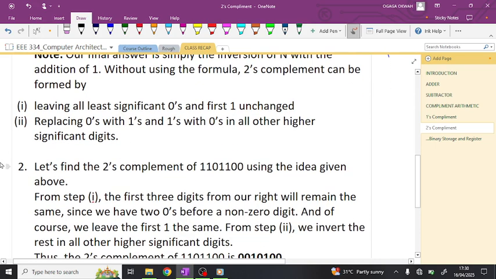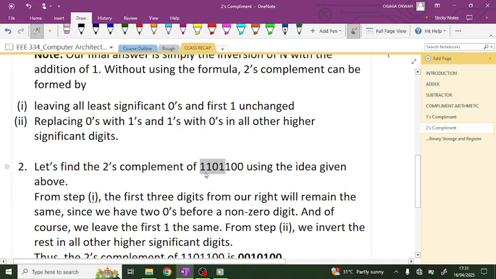So we can try that in example 2. Let's find the 2's complement of this number using the idea given above. From step 1, the first 3 digits from our right will remain the same since we have zeros before a non-zero digit. This is the least significant bit to our right, and since they are 0, we leave them. Then when we get to the first non-zero, we also leave that one. From this point, we invert the rest in all other higher significant digits.